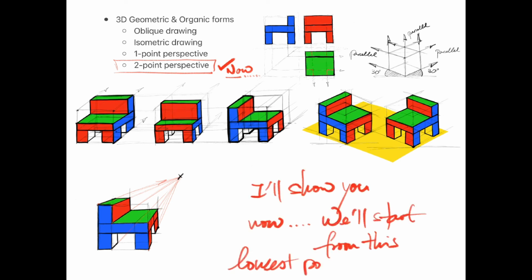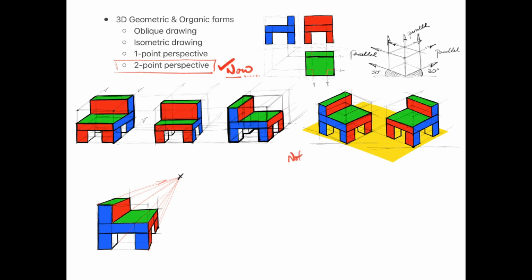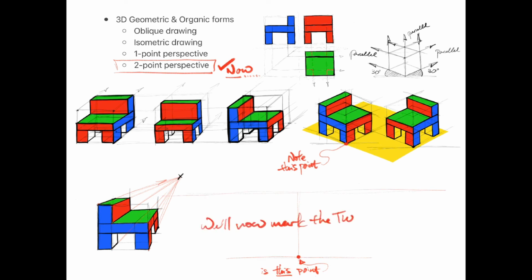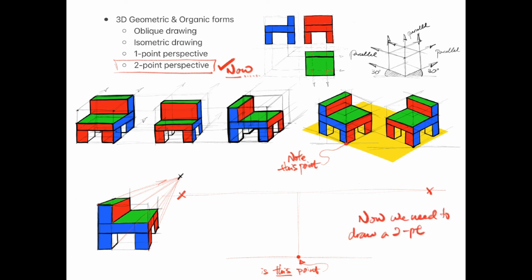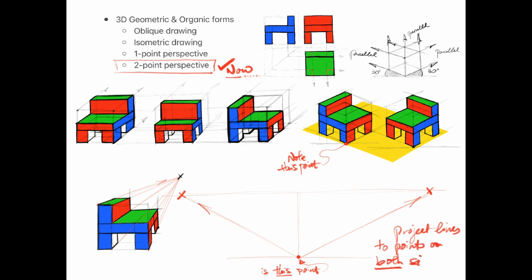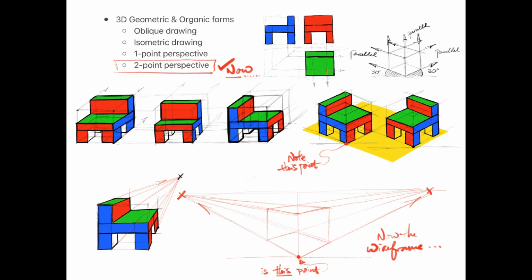Just like the isometric drawing, we'll start from the lowest point. And you must have guessed that the two-point perspective has 2 points. One on the left and one on the right. And just as how you have projected the lines to the point in the one-point perspective, now you project the lines to the 2 points on the left and the right.